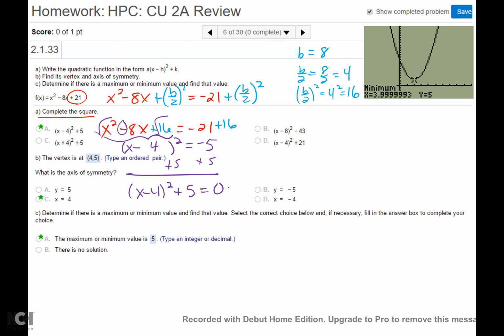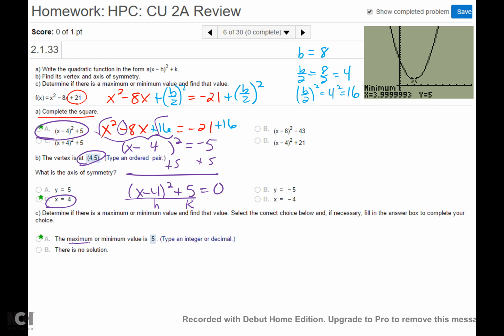Now I'm in vertex form. There's my h, there's my k. So there's completing the square. Then the vertex is going to be 4, 5. The axis of symmetry is x equals h, so x equals 4.